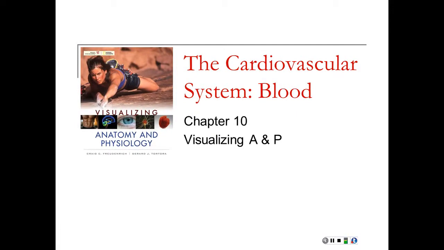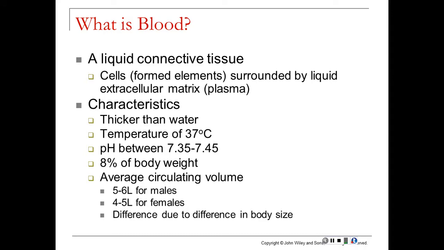And now we're going to start chapter 10, which is all about the blood. We're actually going to cover a few chapters that span the cardiovascular system. The first topic in our cardiovascular system is blood. So we'll look at blood now. So let's talk about what blood is.